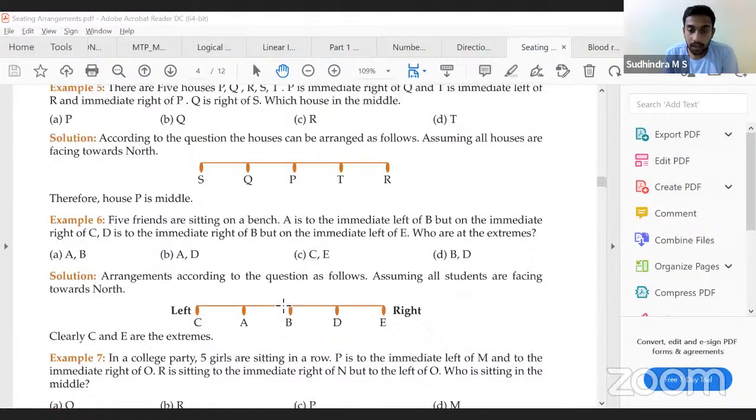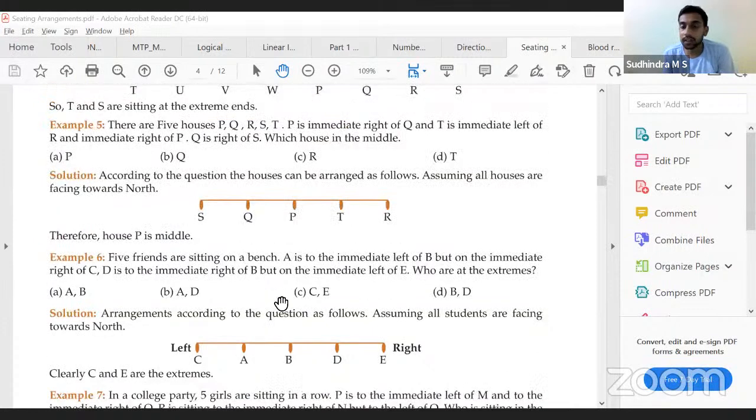Okay. So similar questions would be there. Is that fine? Clear with this chapter? Can I move on to the next chapter? Yes, sir.